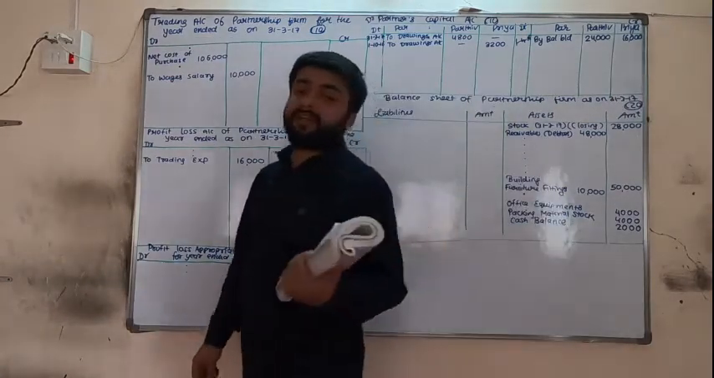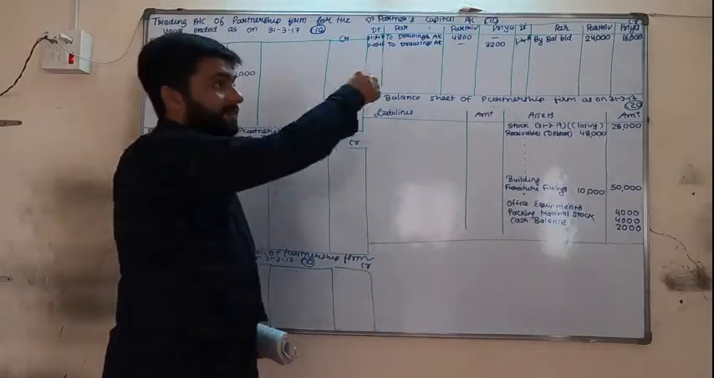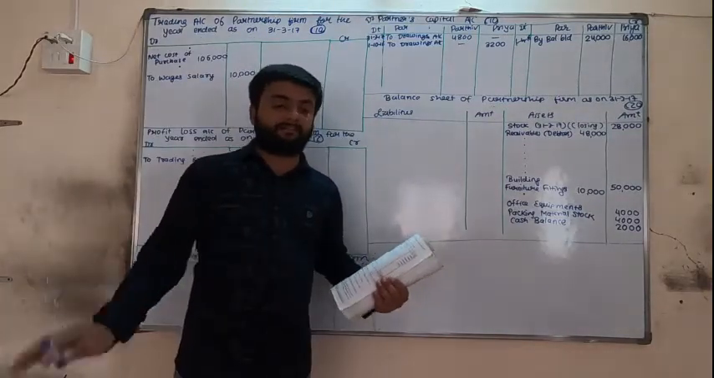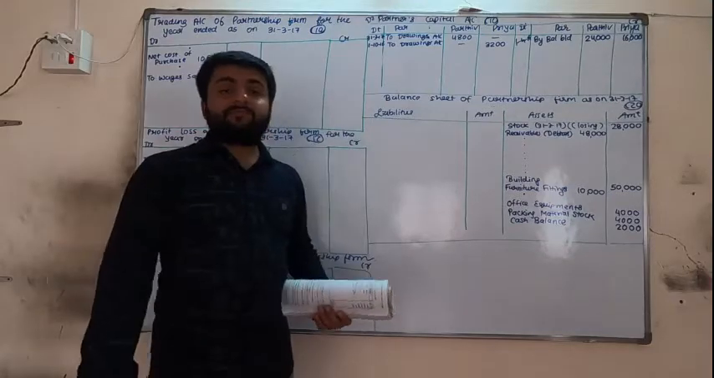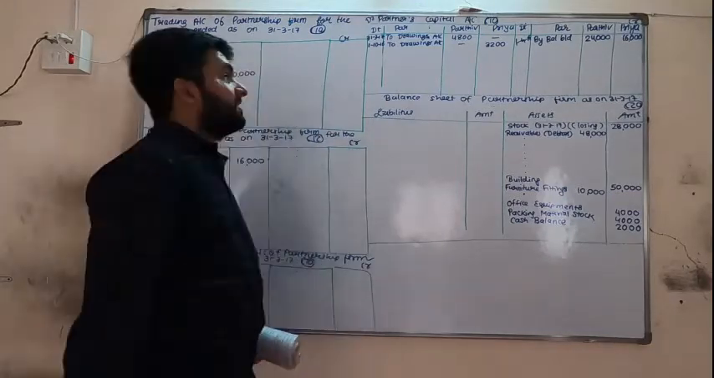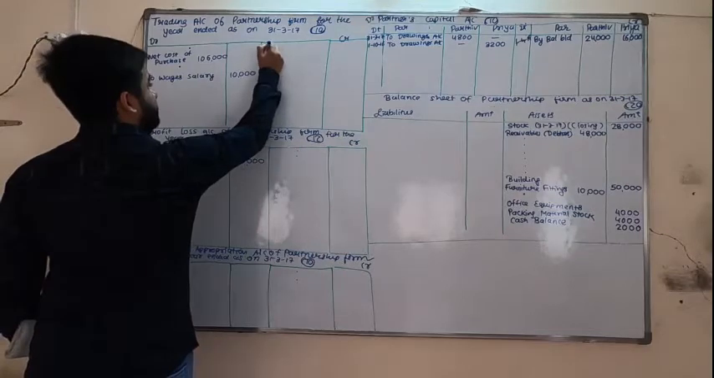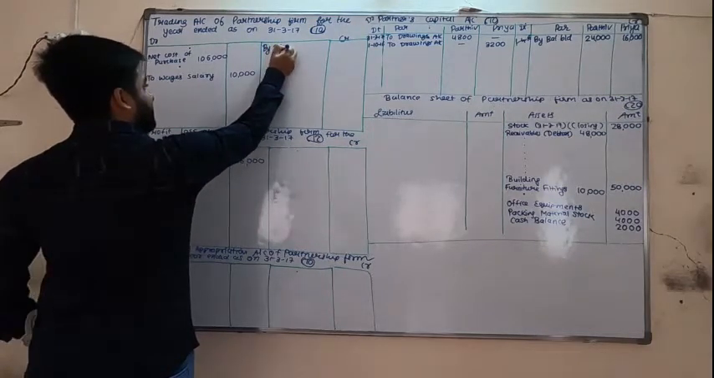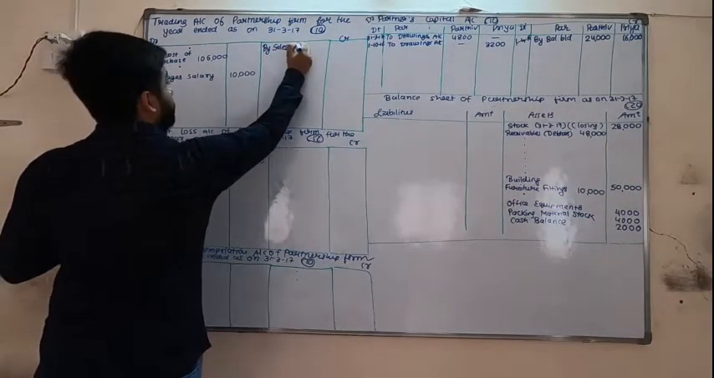Now we are going for the credit balances. In credit balances, first the opening balance of capital is given, that is written. Now sales are given. So where are sales recorded? On the credit side of the trading account. By sales in the inner column, 2 lakhs.